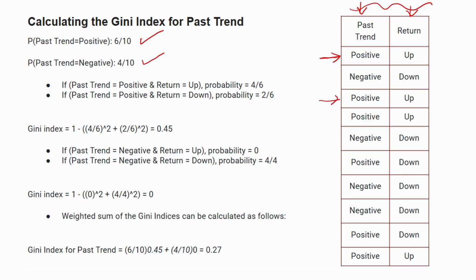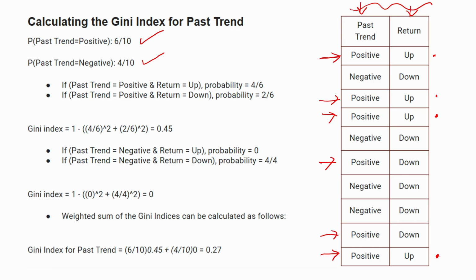there are 1, 2, 3, 4, 5, 6. In this positive, you need to see how many of them are up. So 1, 2, 3, 4. So 4 of them are up, and out of the 6, the remaining will be down.